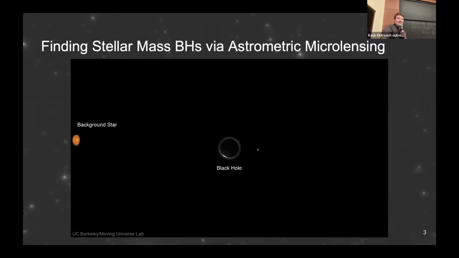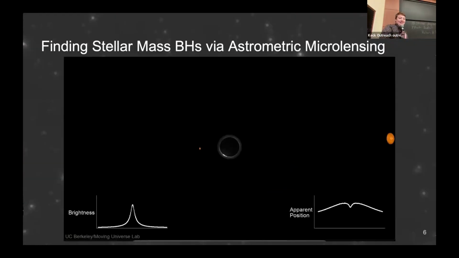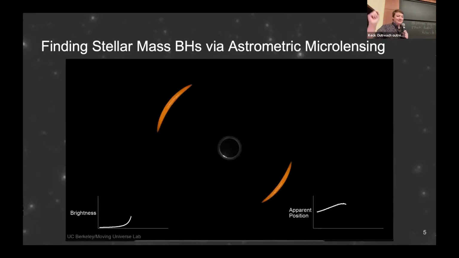But I have a couple of stills from my animation here to show the important points. So just to talk about the scale of gravitational lensing that we mean in microlensing. This is an example snapshot in the middle of a microlensing event where you've got a luminous background star with these two warped images around a black hole that is lensing it.